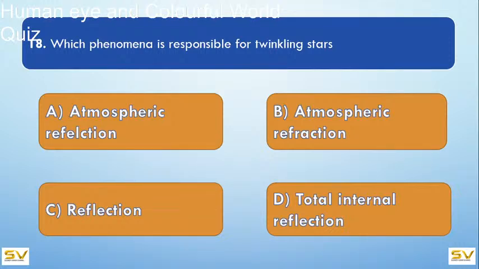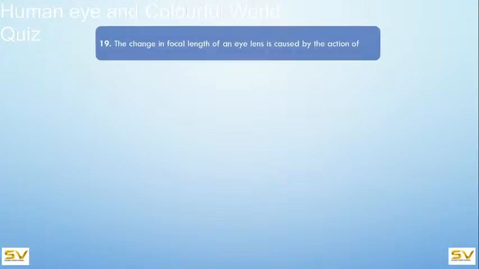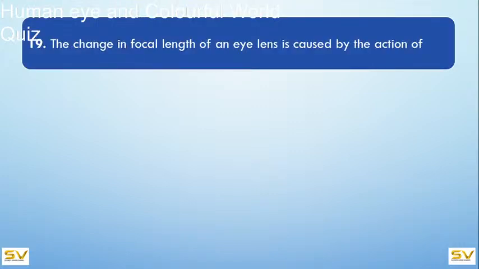Because light passing from one medium to another medium bends, due to that only we can feel that refraction, not total internal reflection. Total internal reflection is responsible for mirages. Okay, so here option B is correct. Alim Khan, Rehan, and Amruta answered it correctly. No problem. Now coming to the 19th one.